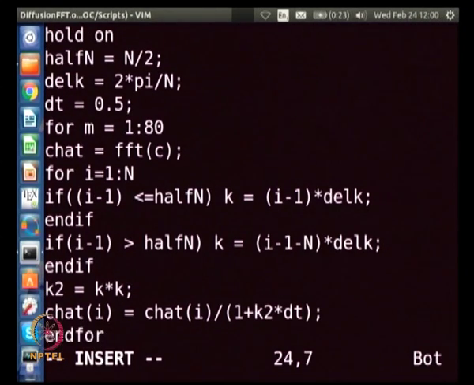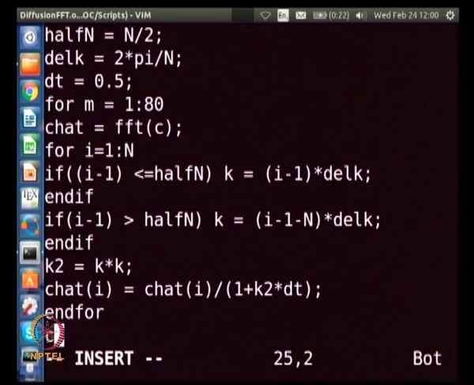So, end for. Okay. So, we started the time loop, we Fourier transformed f, and we calculated the vector, and we calculated k squared, and the evolution is c by 1 plus d k squared delta t. So, that is what we have taken. And then we take the composition to real space, this is real of IFFT c hat.